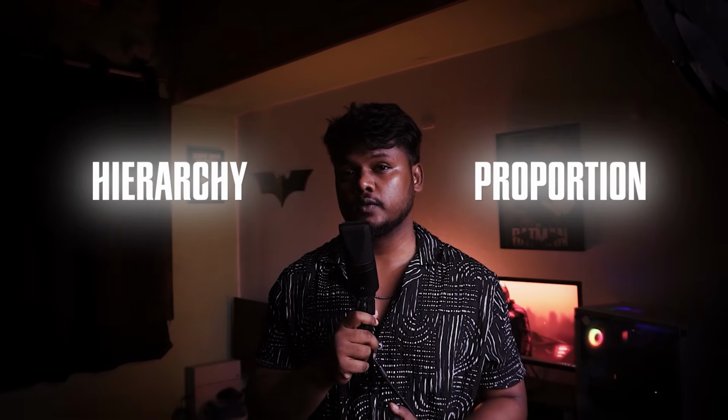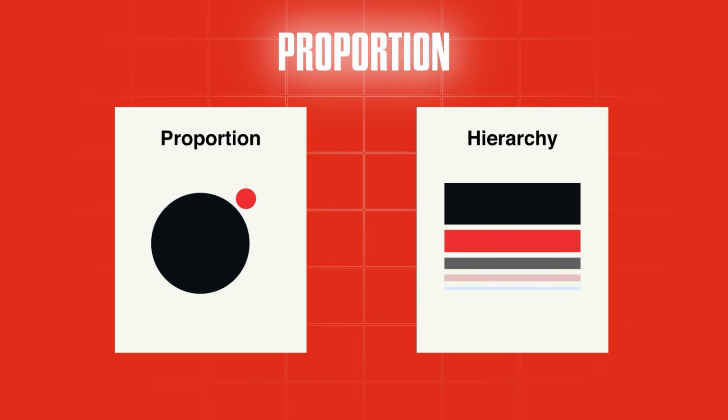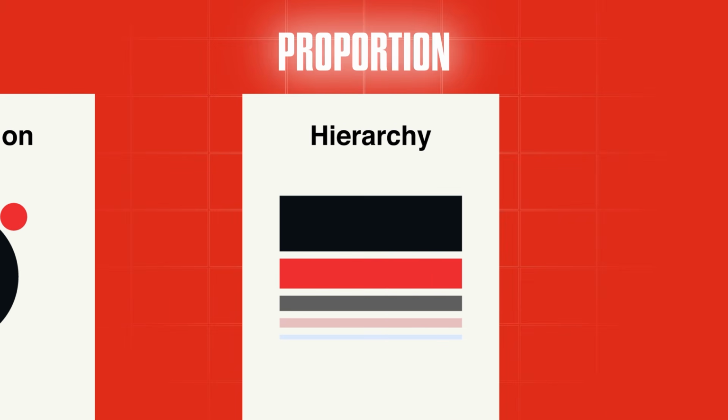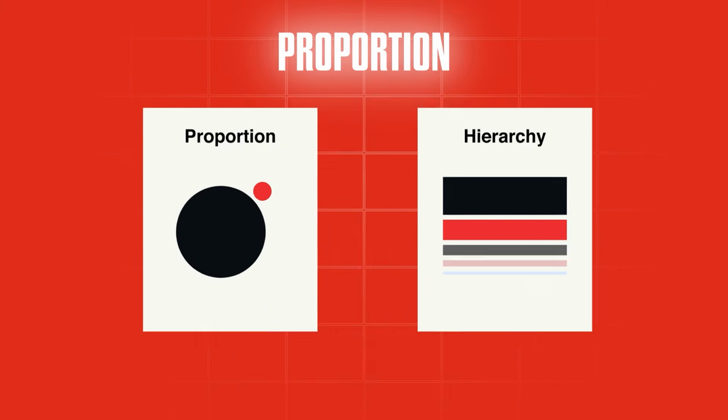Also, you don't need to get confused with hierarchy and proportion. I mean, they have similarities, but they are different. Proportion is just using size difference, whereas hierarchy is reading order, like what you see first. Proportion controls size, hierarchy controls attention.